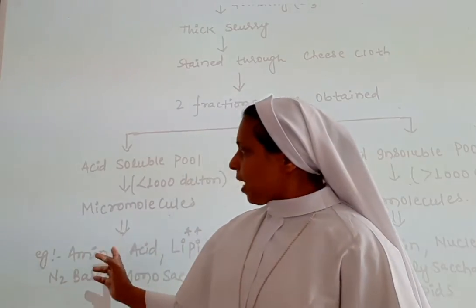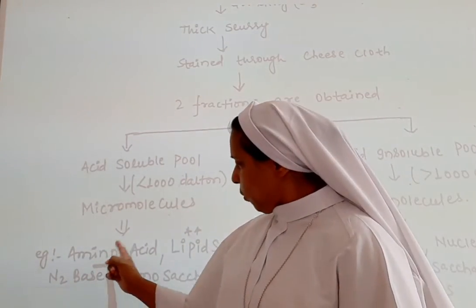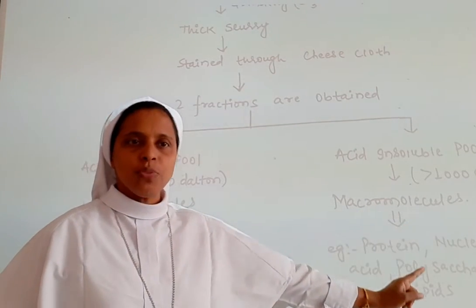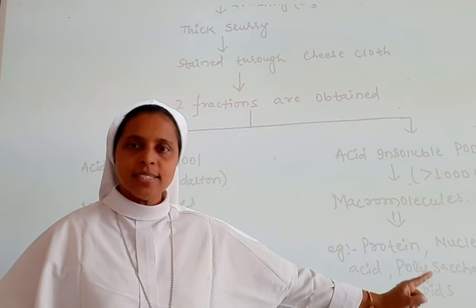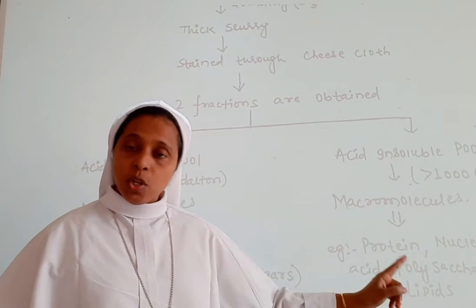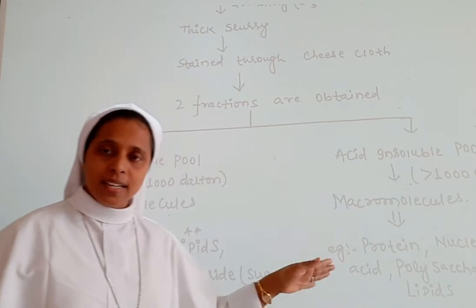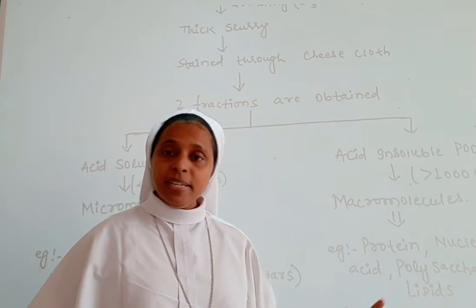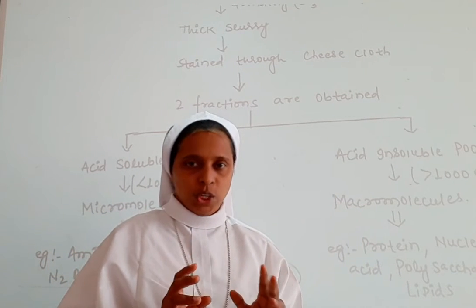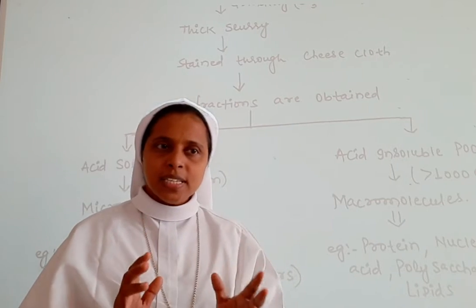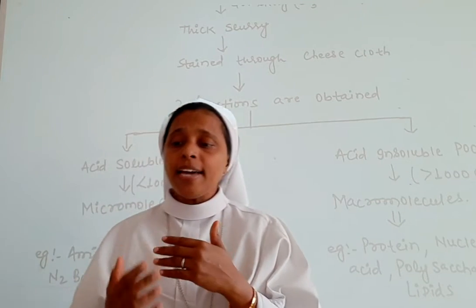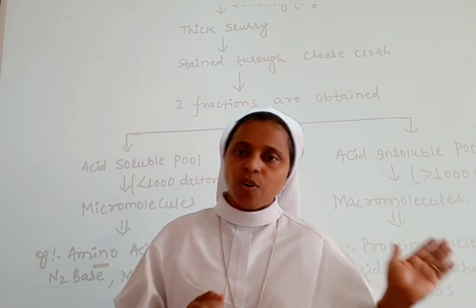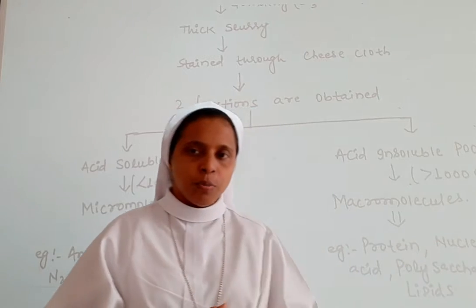And here the examples of the acid soluble pool are amino acids, lipids, monosaccharides, that is sugars. And here in the macromolecules we have examples as protein, nucleic acid, polysaccharides and lipids. So you might have noticed in both lipids are there. How in both lipids are being obtained? So we can say that lipids are strictly micromolecules. But when we analyze it, sometimes we may get a fraction in acid insoluble pool. That's why it is found in this acid insoluble pool also.